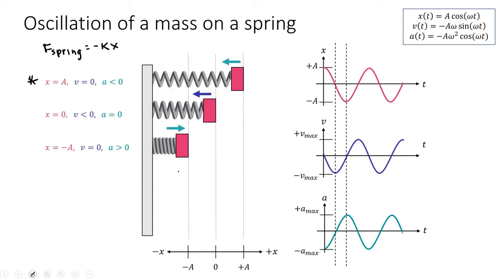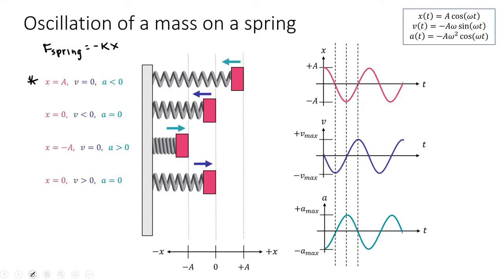All right, and then we can think about the acceleration. Again, F spring is equal to minus kx. Here, x is minus A, so it's going to be to the left. That means my force is going to be pulling to the right. So it's always in the opposite direction. So since my force is positive, my acceleration is also positive here.